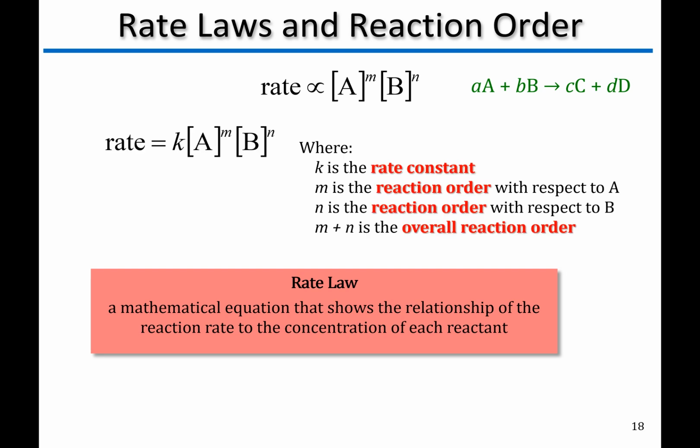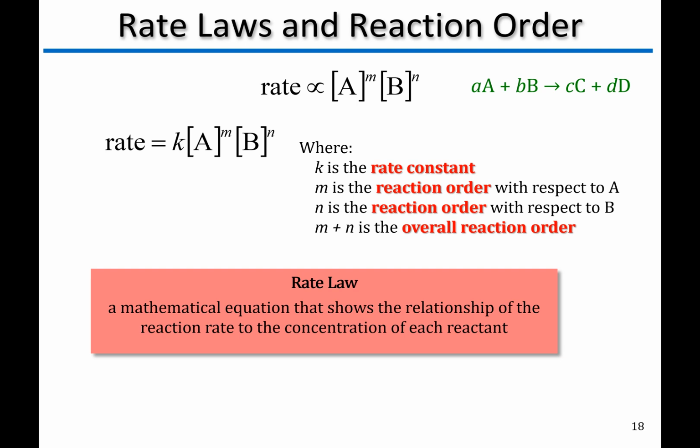And here, we also need to include a constant. And this is called the rate constant. So we represent it as k, little k. So our rate law becomes rate is equal to the constant times A to the m times B to the n. And here, m and n are the reaction order. So m is the reaction order with respect to A, and n is the reaction order with respect to B. If I want to know the overall reaction order, I would say m plus n. So if they're both 1, the overall reaction order would be 2.